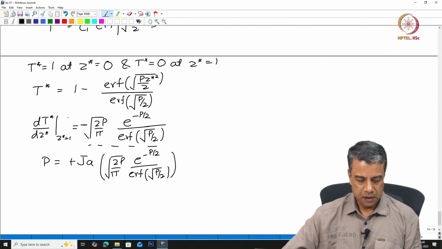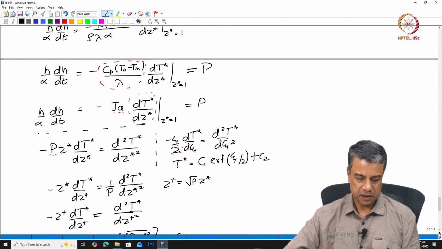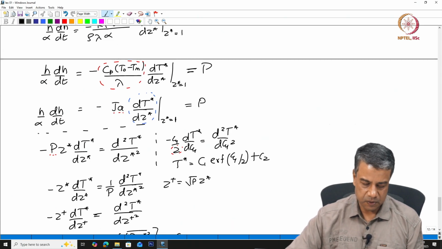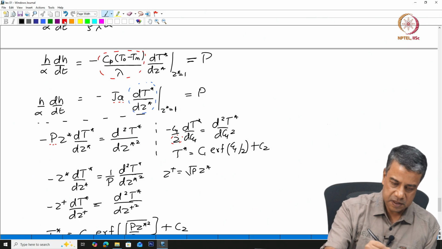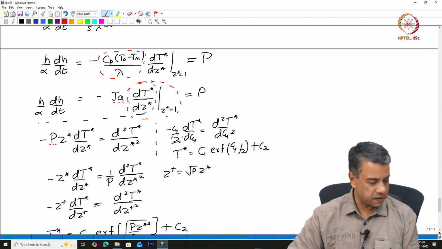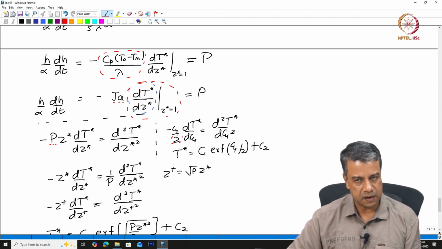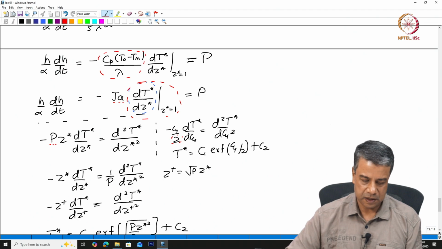So this implicit equation has to be solved to determine p, or the rate at which the surface is melting. This implicit equation was obtained by substituting the expression for dT by dz at z equal to 1 into the energy balance condition at the interface, that whatever heat is transferred has to be equal to the amount of material that is molten, the mass times the latent heat.